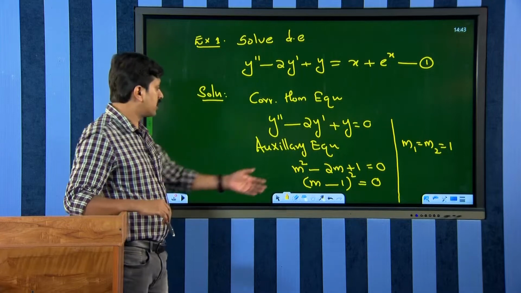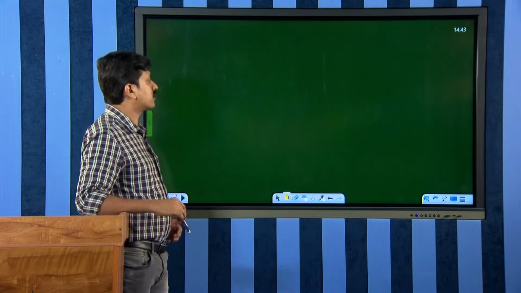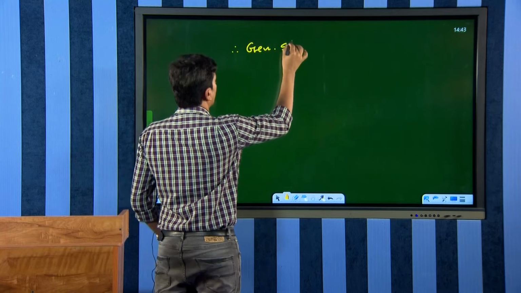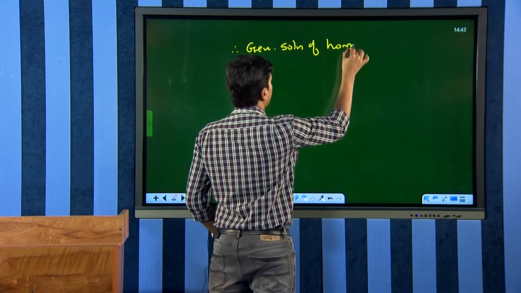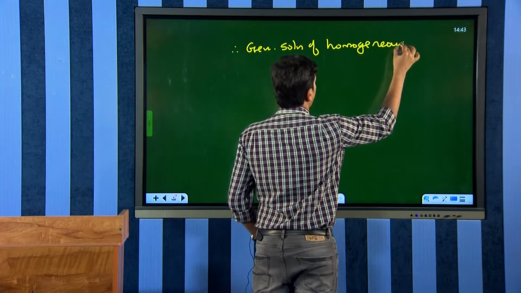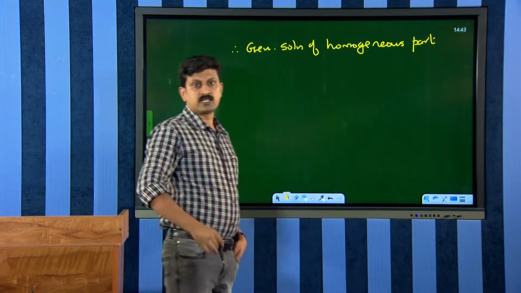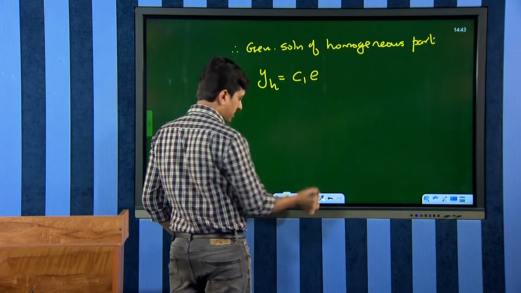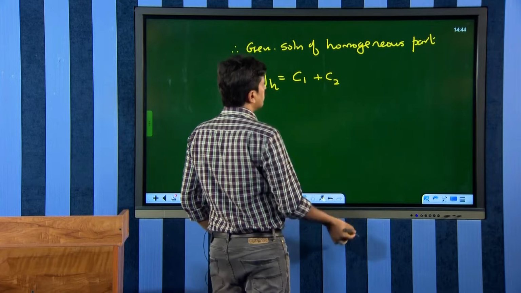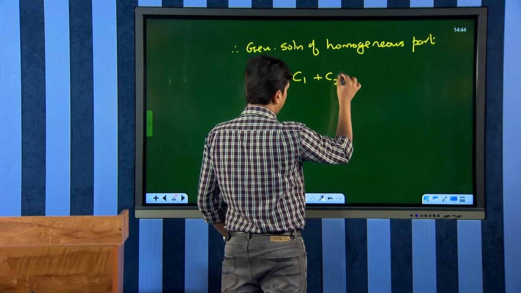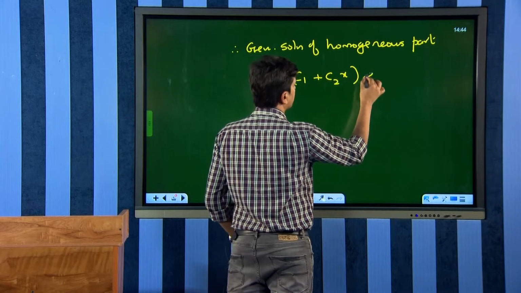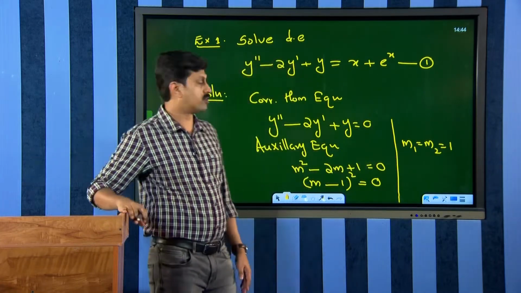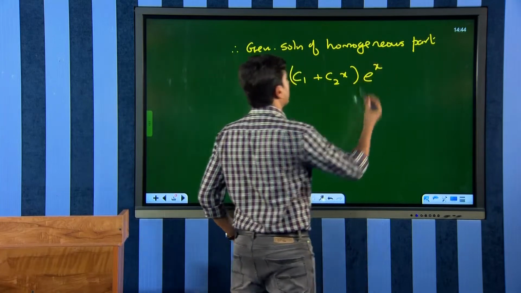This is the case of a double root. In that case, the general solution of the homogeneous part is yh is equal to C1 plus C2 x, times e raised to mx, where m1 is equal to m2 is equal to 1. Therefore yh is equal to C1 plus C2 x, times e raised to x.